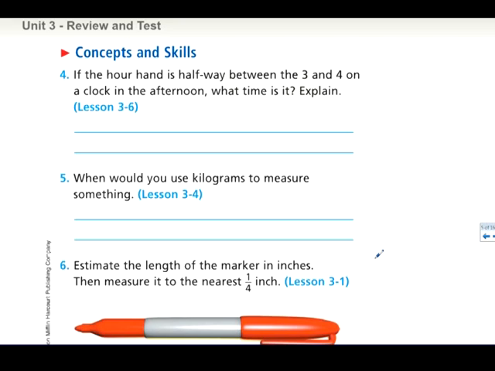Now these concepts and skills, I want you to make sure that you understand that this first one is looking at the clock and look at the hour hand. If it's halfway between the 3 and the 4, you have to decide what time that is. So here's the 3 on a time clock, 4, 5, 6. The hour hand is halfway between the 3 and the 4. What time is it? Now remember, on kilograms, kilograms is big, and grams is small. So something with kilograms would be something big.